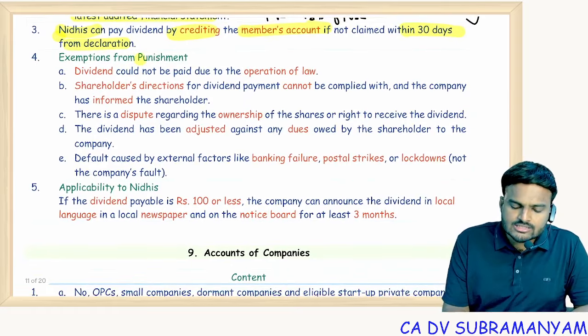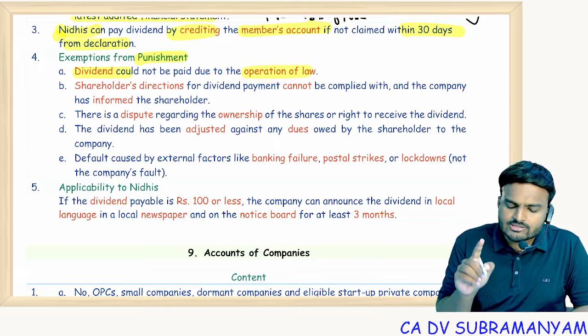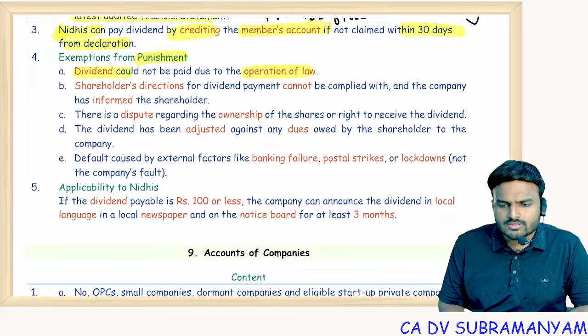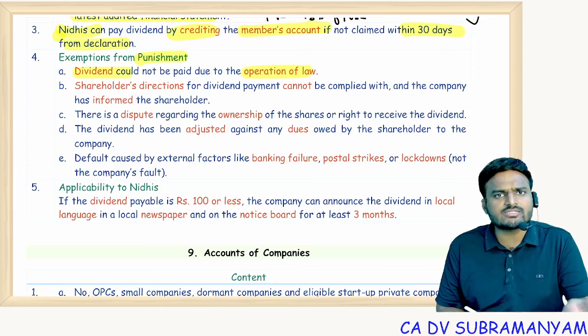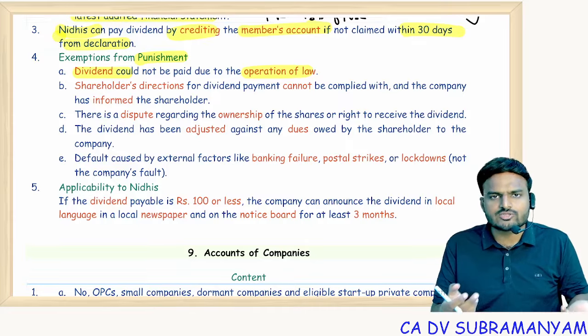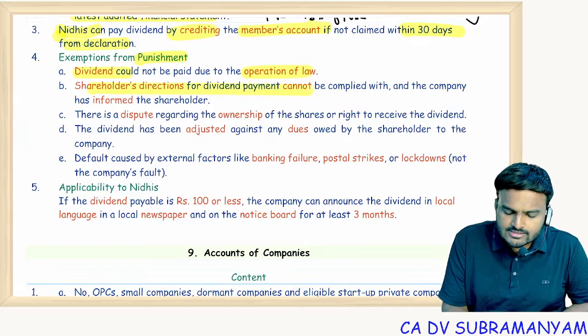Next one, exemptions from punishment. Dividend could not be paid out. Generally, if dividends are not paid within 30 days, punishment attracts 1,000 per day while such default continues, imprisonment up to 2 years, and the company has to pay interest of 18% per annum. Defaulting directors get punishment, that one. The company has to pay 18% interest per annum. That is common. But in the following 5 cases, there is no punishment.